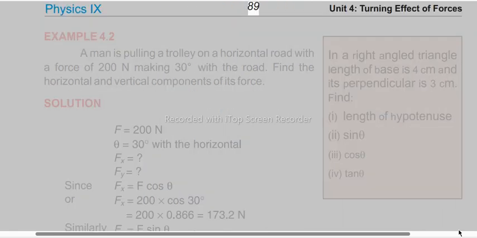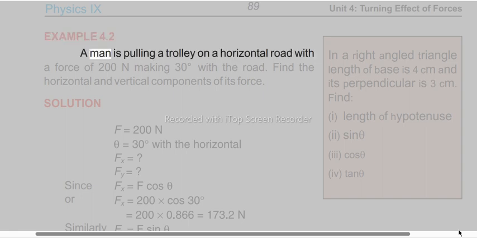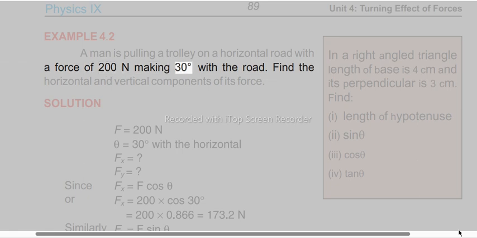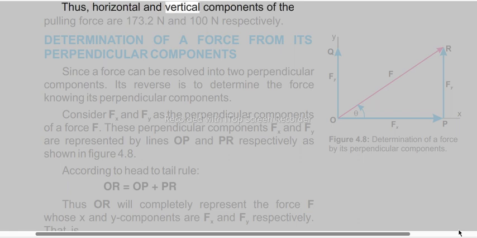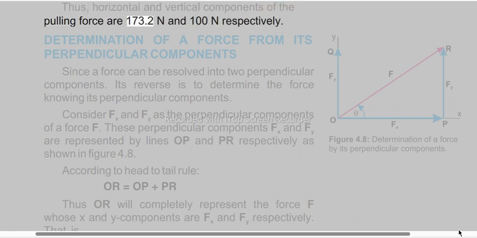Physics 989, Unit 4, Turning Effect of Forces. Example 4.2. A man is pulling a trolley on a horizontal road with a force of 200 N making 30 degrees with the road. Find the horizontal and vertical components of its force. Solution. Thus, horizontal and vertical components of the pulling force are 173.2 N and 100 N respectively.